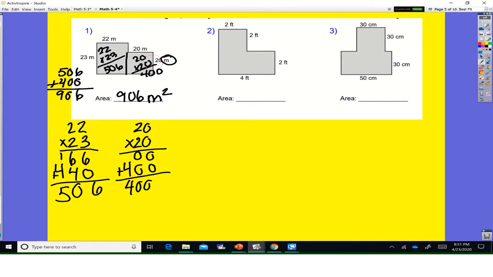Now if you're like, oh, I really get this, I'm going to try 2 and 3 on my own. If you're like, I still need some help from Ms. Dummer, then just follow along with me on number 2, and then I really challenge you to try number 3 on your own. Now think of a way that you can break this up again.